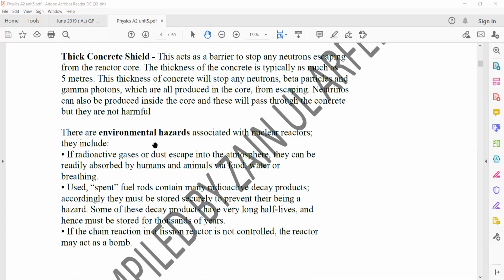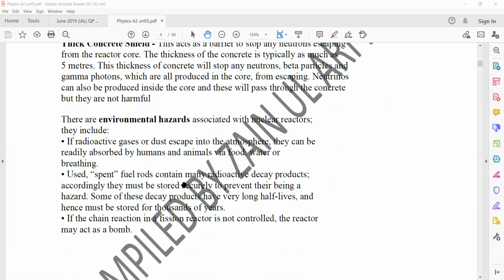What are the environmental hazards associated with nuclear reactors? For example, if radioactive gases or dust escape into the atmosphere, they can be readily absorbed by humans, and can enter the food chain. And the fuel rods are radioactive, because once we use the uranium we cannot use it again, but the uranium still breaks down into further radioactive elements, so this can remain radioactive for a longer period of time. For that purpose we have to dispose of this nuclear waste, normally in a barren land or a desert.